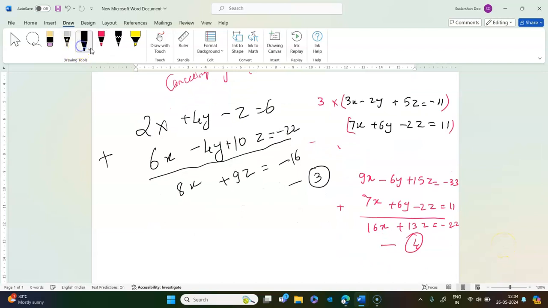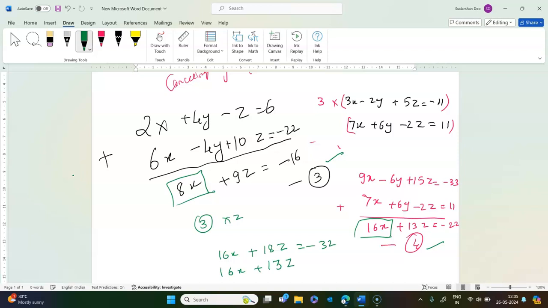Now let's work with equation 3 and equation 4. We are getting two variable equations. Now if you observe, the comfort is that we can cancel out x over here, using the LCM. So let's multiply equation 3 with 2. What you will be getting? We'll be getting 16x plus 18z is equal to minus 32. This I'm keeping as it is, 16x plus 13z is equal to minus 22.